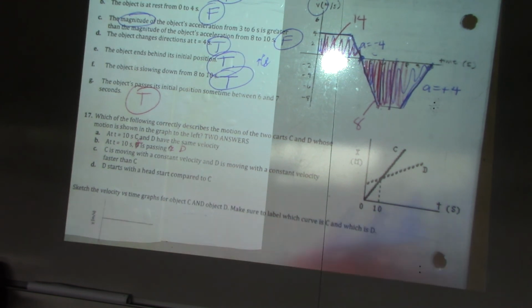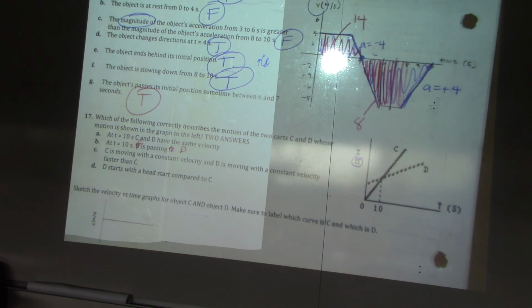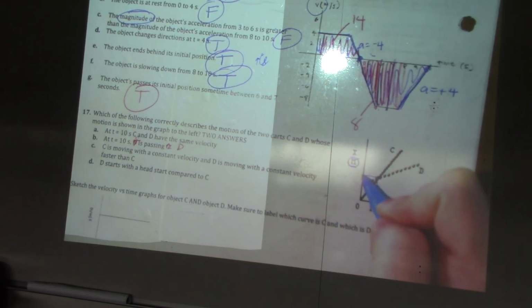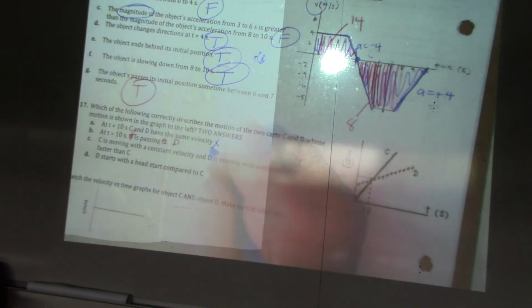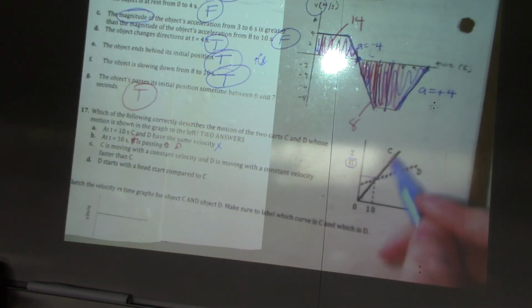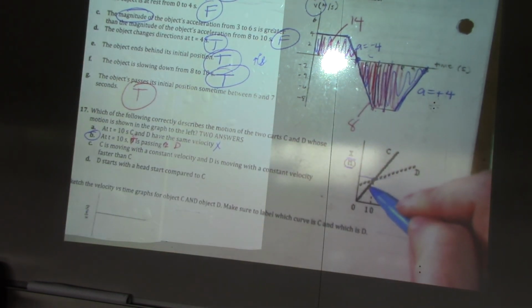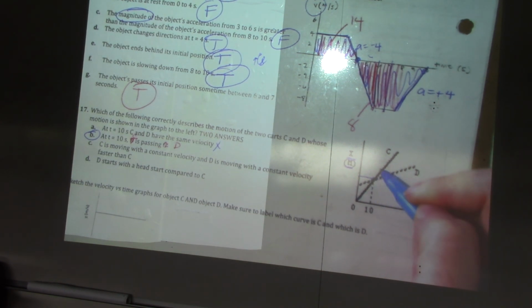This is a position graph because that's x measured in meters. At 10, C and D have the same velocity? Actually, no, they have the same position right here. The velocity would be the slope, and they do not have the same slope, so that's not true. At 10, C is passing D. Yes, that is true. Because beforehand, C was behind, and then after 10 seconds, now C is in front, so that means it must have passed them.